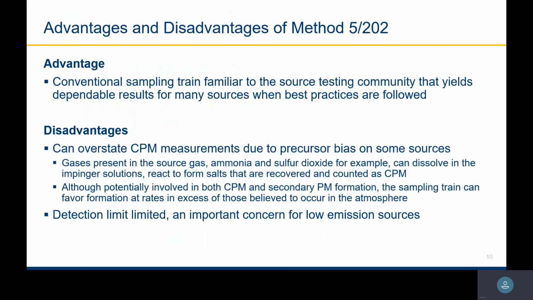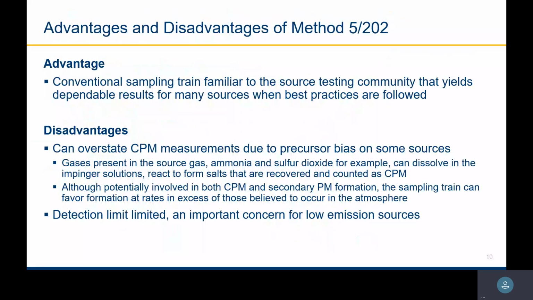So the advantage of Method 202 is that stack testing is very familiar with the method. Pretty much any stack testing company out there does this on a regular basis, and there's not going to be any issue in finding people that are competent to do this method. The disadvantage is, because of what I mentioned with the water content, it can overestimate the CPM, especially when you're looking at very low levels on a very low source.